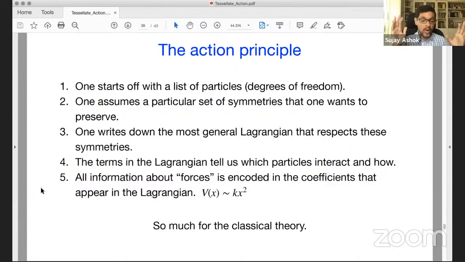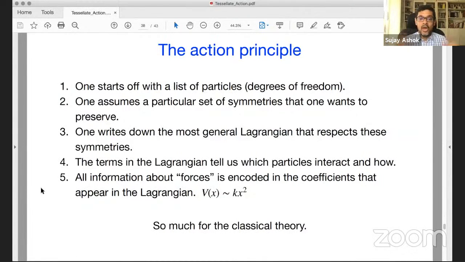First you list what you want to describe. I want to describe gravitational force, I want to describe electromagnetic force, whatever. You make your list. Then, because I have Noether's theorem, I put into the action whatever symmetries I want to preserve. I will say that I'm not allowed to write terms that violate my symmetries. I want some invariance under rotations, or invariance under translations, something. I just make up my own rules as to what I want my theory to respect. And then I just write down the most general Lagrangian or action that respects all of the symmetries. And this will automatically tell me which particles interact how.